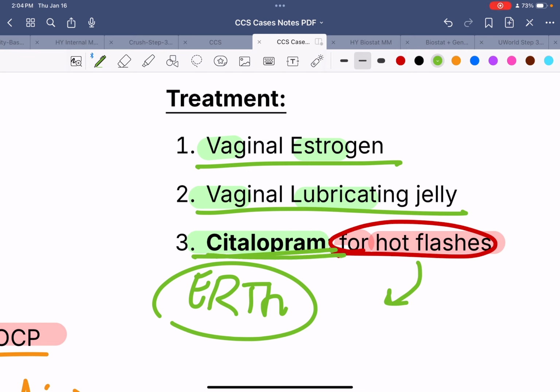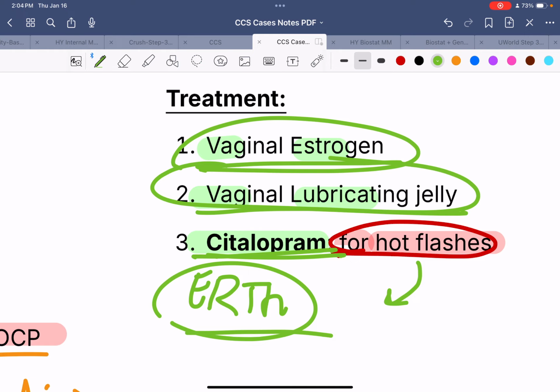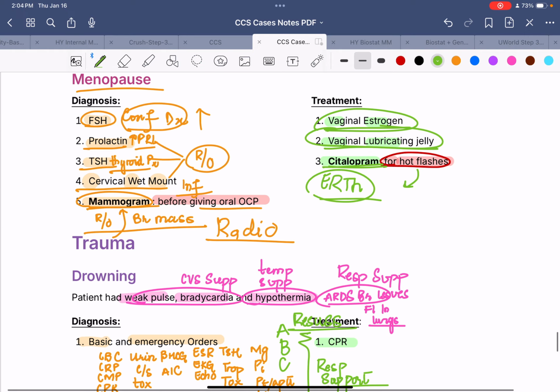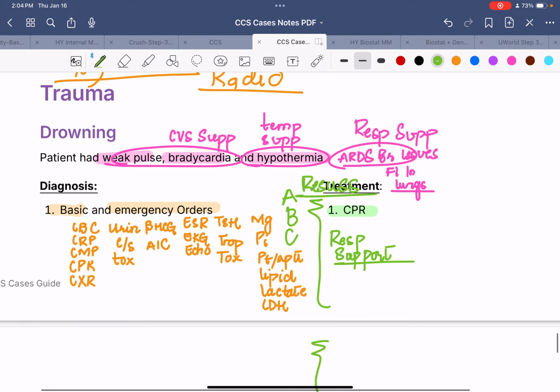Then only can you give an SSRI such as citalopram, as well as estrogen replacement therapy. Otherwise, it's just general supportive management with vaginal estrogen and vaginal lubricating agents. Next up, we have trauma.